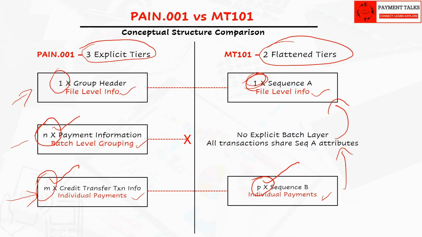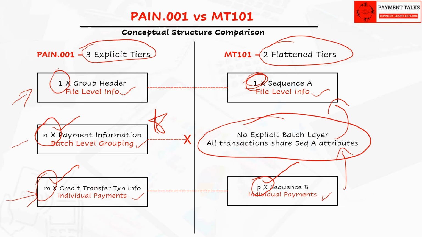The next important difference is the batch flexibility. MT101 has limitation here. Sequence A attributes apply to all sequence B: single execution date, single debtor account if present in sequence A, single service level. Whereas PAIN.001 has batch flexibility. Each payment info can have different execution dates, different debtor accounts and different booking preferences.